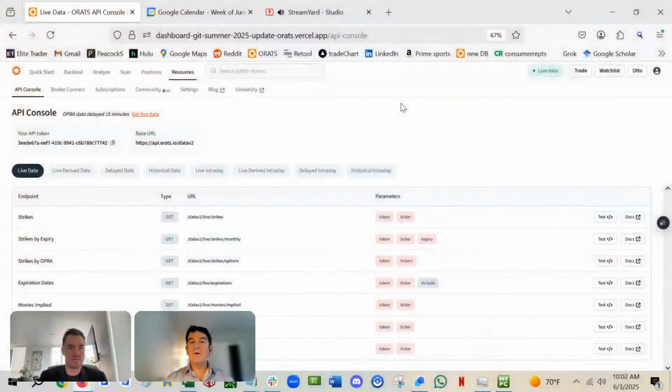ORATS is an options analytics platform that's built on top of over 15 years of historical options data. Our dashboard is integrated with Tradier, meaning you can research and discover trades on our platform and then seamlessly send them through to your Tradier brokerage account. Today on the show, we're going to talk about important options data available in the ORATS APIs. Matt, do you want to share your screen and get us started by showing us some of the APIs?